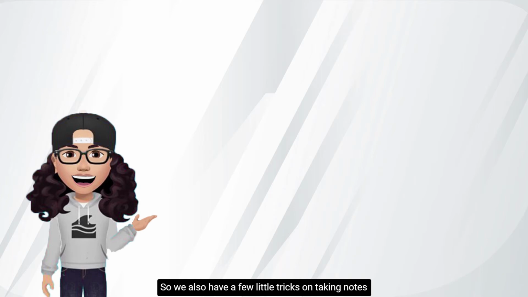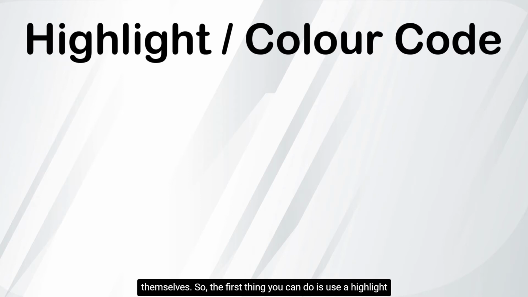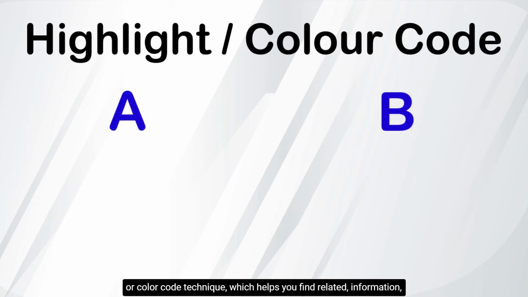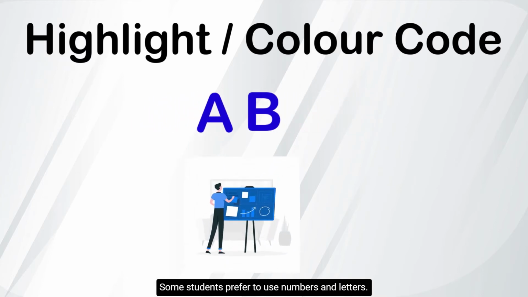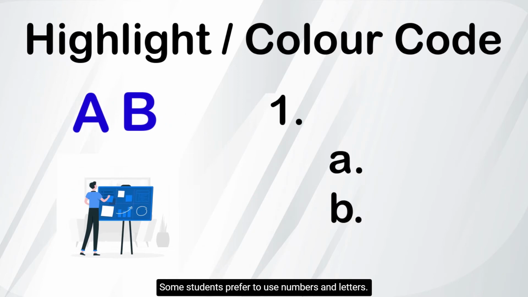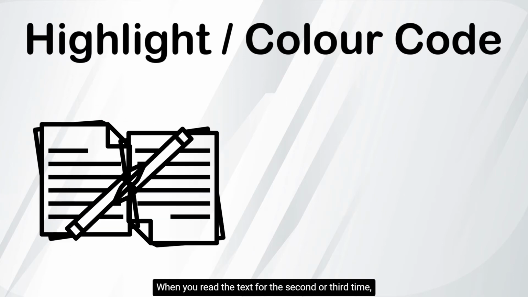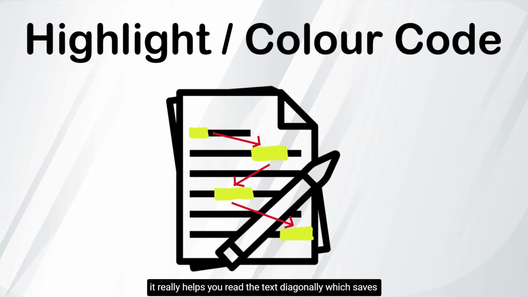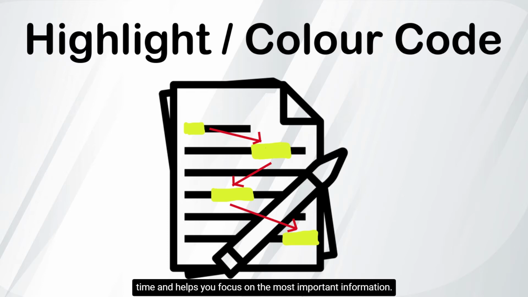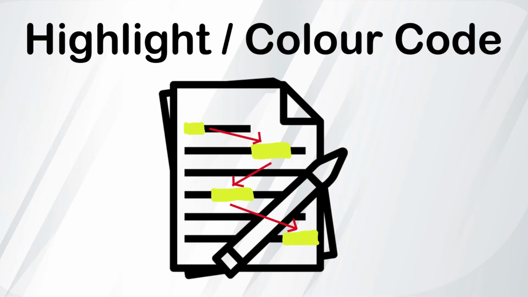So, we also have a few little tricks on taking notes themselves. The first thing you can do is use a highlight or color code technique, which helps you find related information easier and improves overall organization. Some students prefer to use numbers and letters. That's also completely fine. What this does is help you when it comes time to rereading. When you read the text for the second or third time, it really helps you read the text diagonally, which saves time and helps you focus on the most important information.